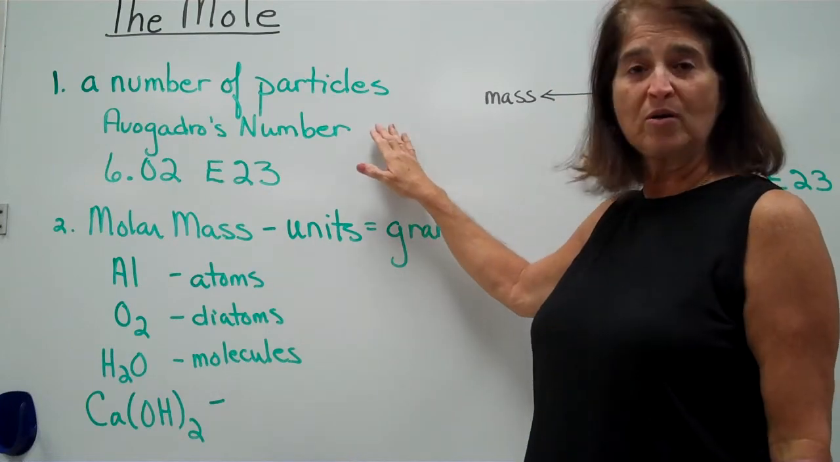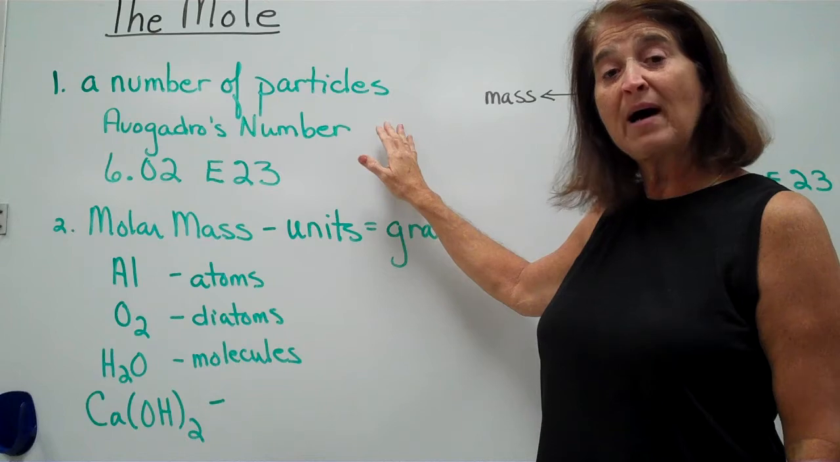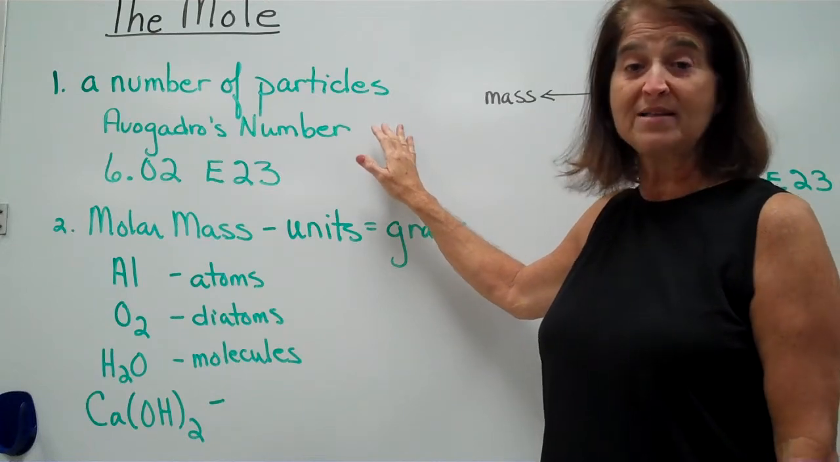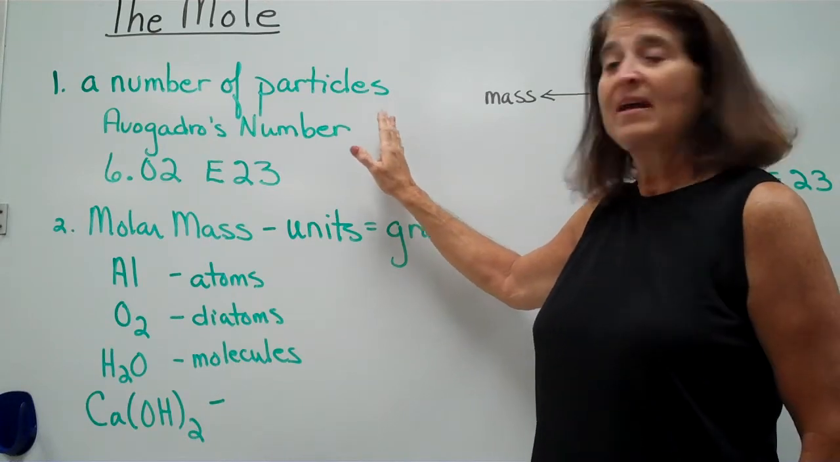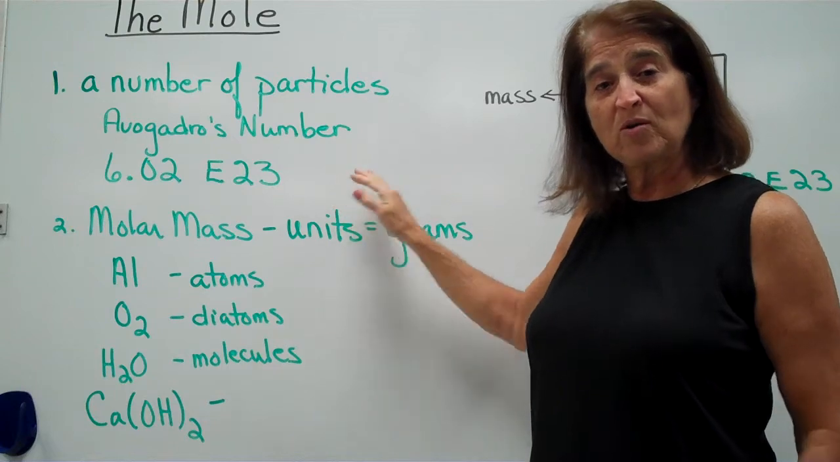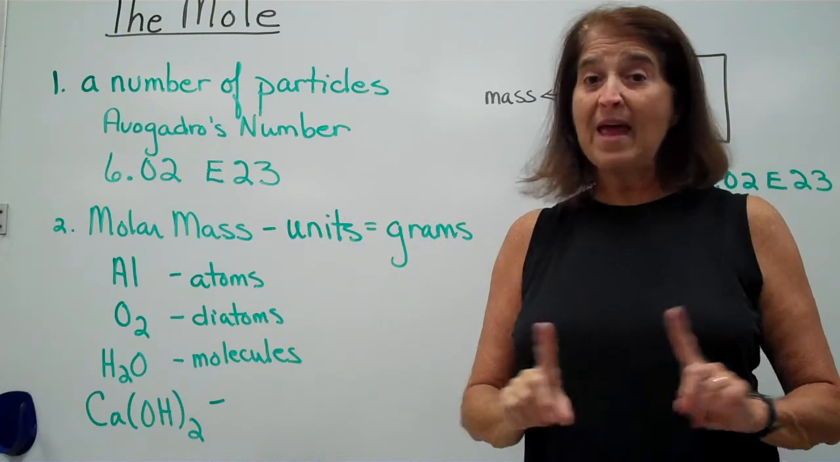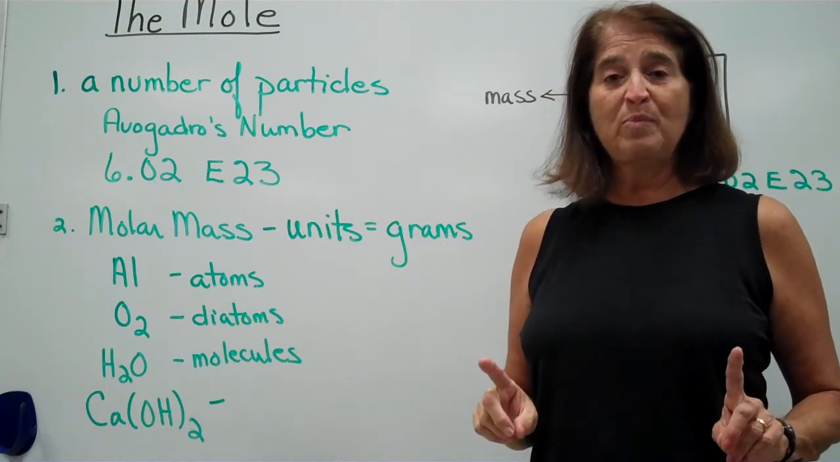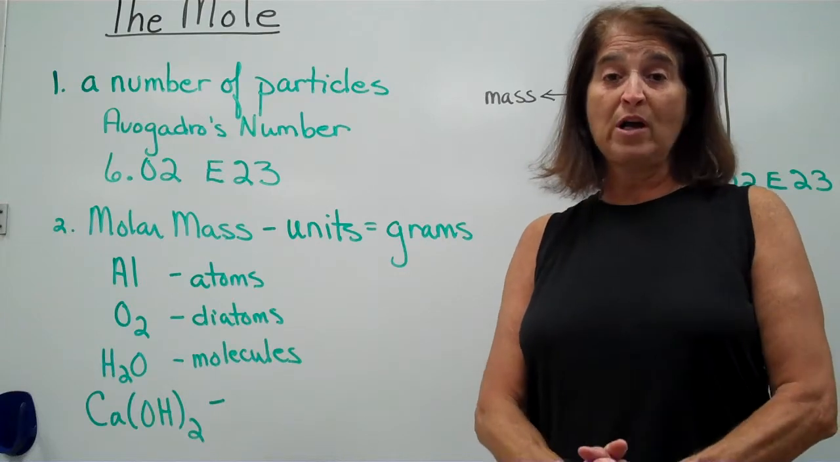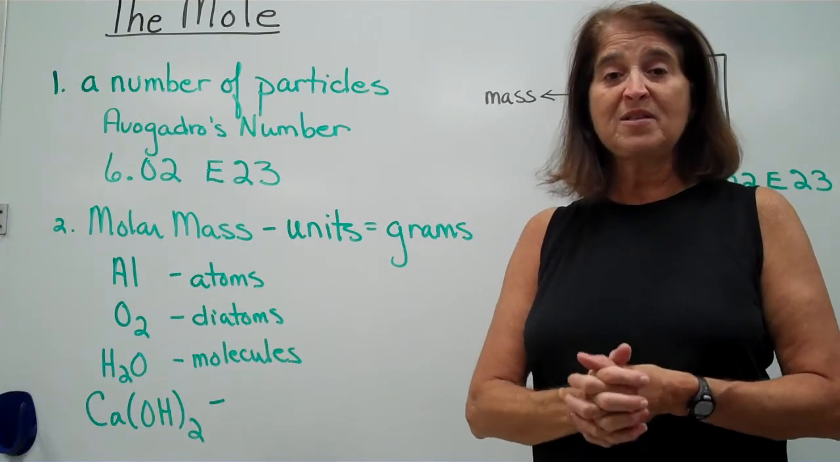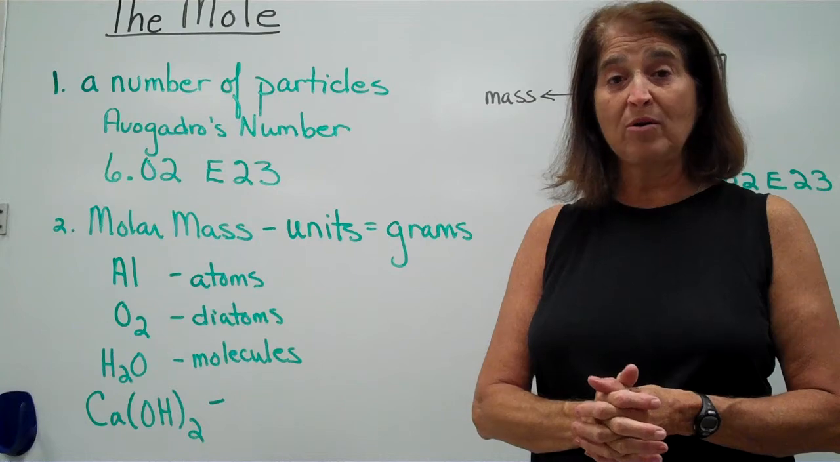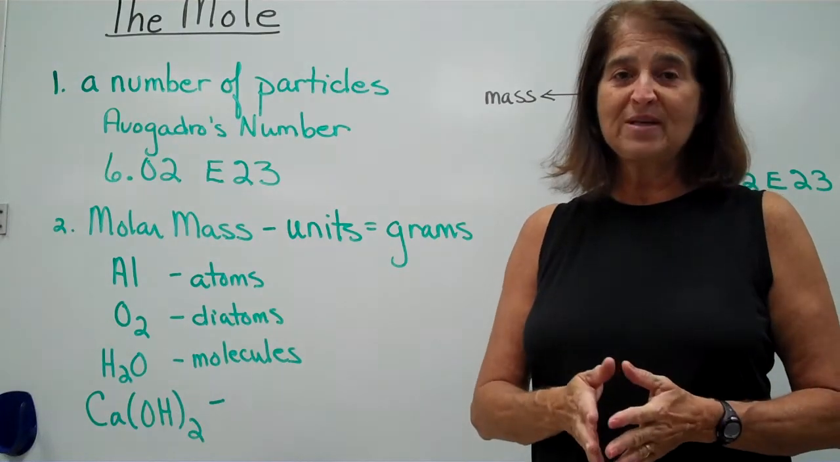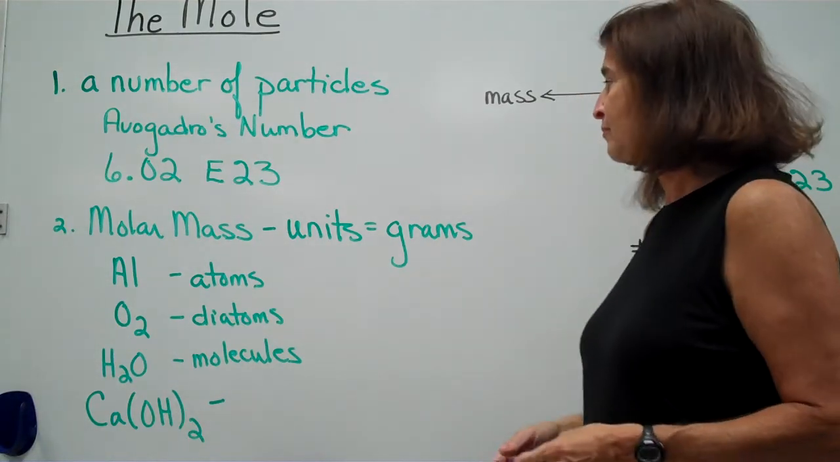The number of particles was determined by a scientist whose name was Avogadro. He determined that the number of particles in 1 mole of any substance would be 6.02 times 10 to the 23rd power. That's to 3 significant figures.